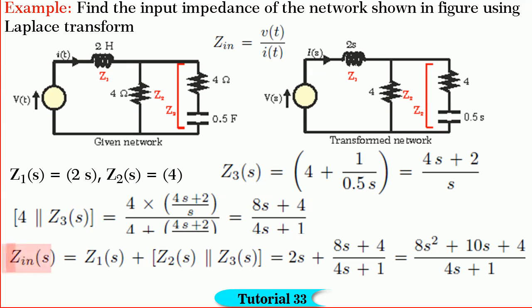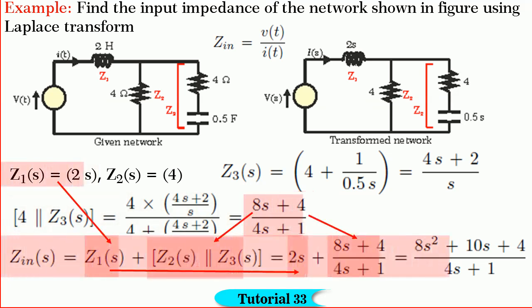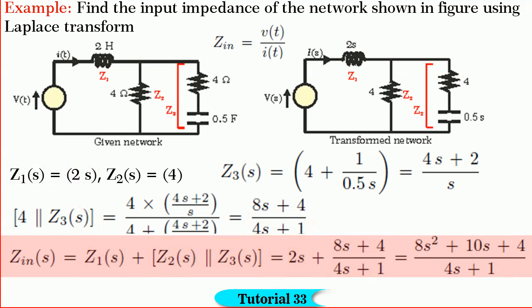But Zin of s is equal to Z1 of s plus Z2 of s in parallel with Z3 of s. By substituting the values and solving, we get Zin of s is equal to (8s square plus 10s plus 4) divided by (4s plus 1). Of course, here Zin of s is the transformed form of the input impedance Zin. Hope you got the skill of transforming the given network. We shall solve some more numerical examples in the subsequent tutorials.